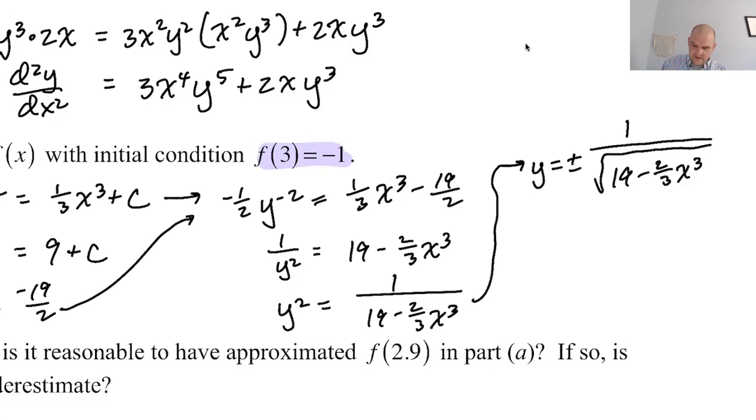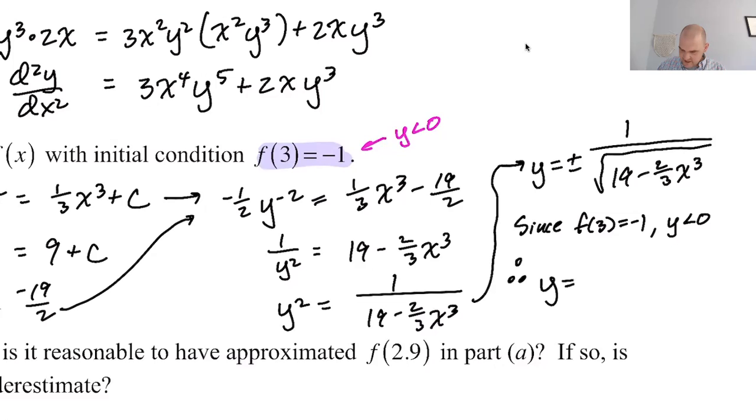So here's the sticky part, right? Here we have y is less than 0, because y is -1. So we have to choose the negative square root. So therefore, let's write that a little more officially. Since f of 3 is -1, we know that y is less than 0. Therefore, our solution is actually -1 over the square root of 19 minus 2/3 x cubed. Woo! So that's our solution, I guess.